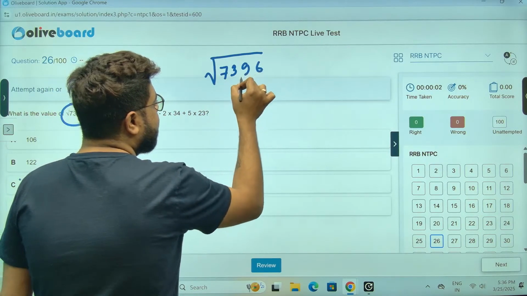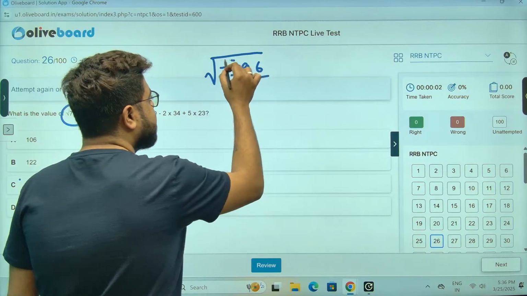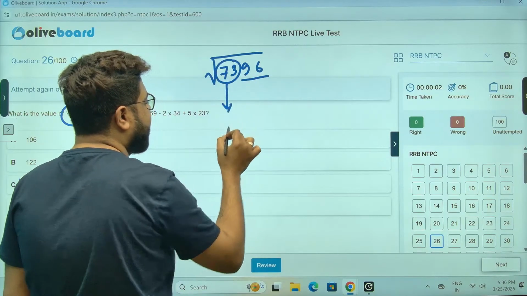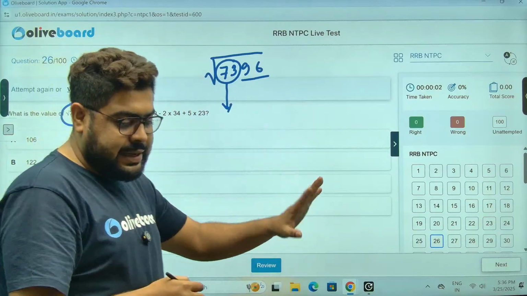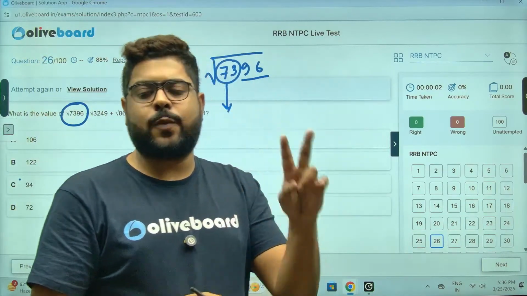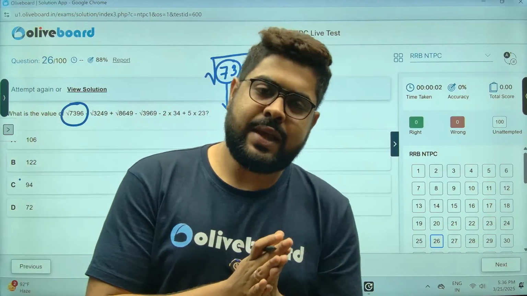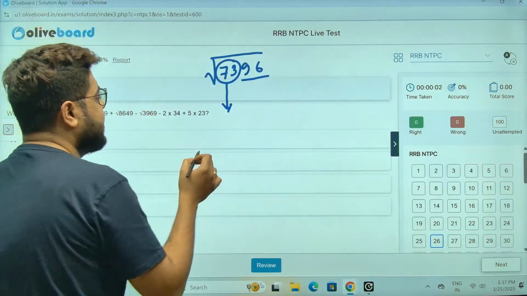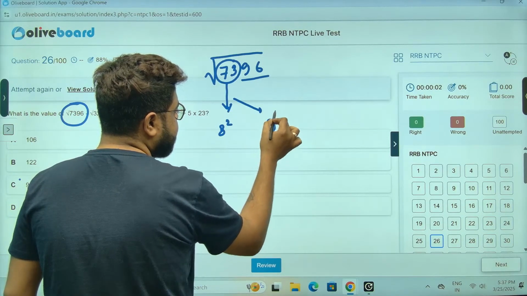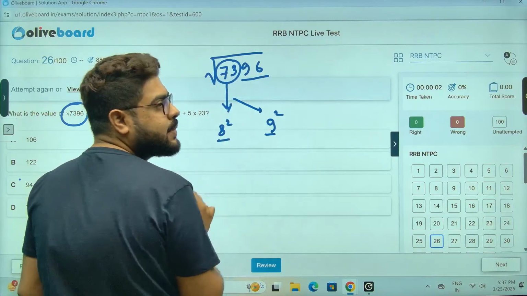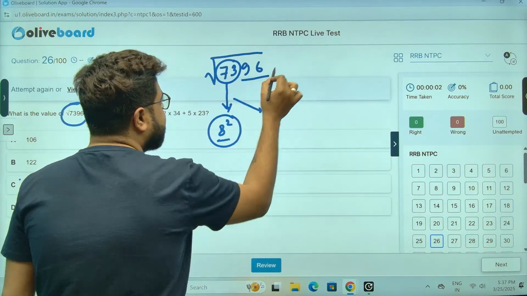7396. Get rid of the last two digits. 73 is here. I'm asking you a few questions. Tell me the answers, you will learn. 73 is in between the squares of which two numbers? You will say, sir, it's between 8 square and 9 square, 64 and 81. It is in between that. Always take the smaller number.